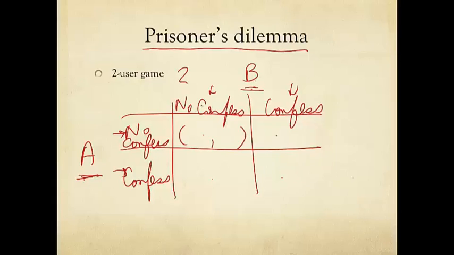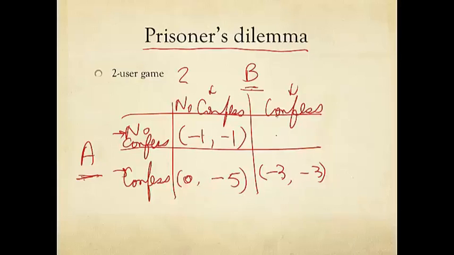So if they both decide not to confess, then the police can only charge them with a lesser crime, and they will each get, say, 1 year in prison. Whereas if they both confess, then they will be sent to prison for a longer term, say 3 years. Whereas if one confesses but the other does not, then the one that confesses will be rewarded and walk away free for cooperating with the investigation, and the other one will be left with a most severe penalty of, say, 5 years in the prison.